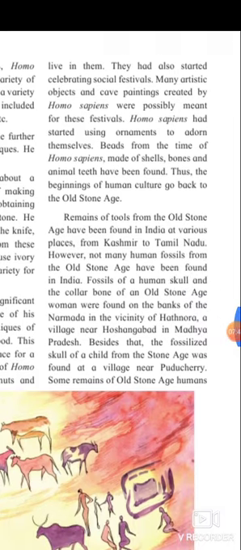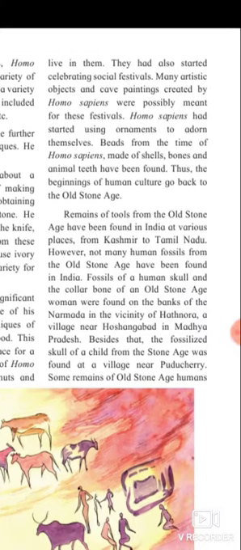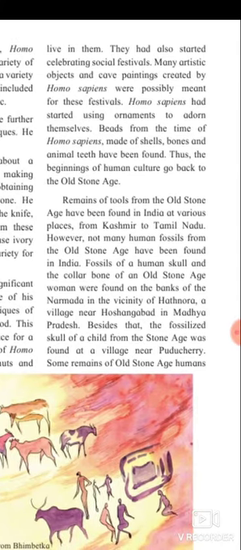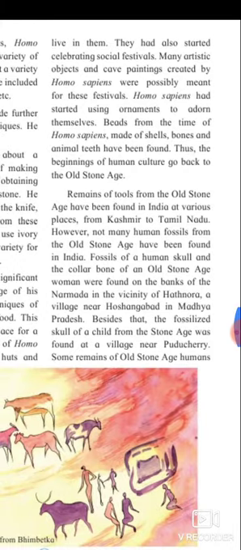Remains of tools from the Old Stone Age have been found in India at various places, from Kashmir to Tamil Nadu. However, not many human fossils from the Old Stone Age have been found in India. Fossils of a human skull and the collarbone of an olden age woman were found on the banks of Narmada in the vicinity of Hathnora, a village near Hoshangabad in Madhya Pradesh.